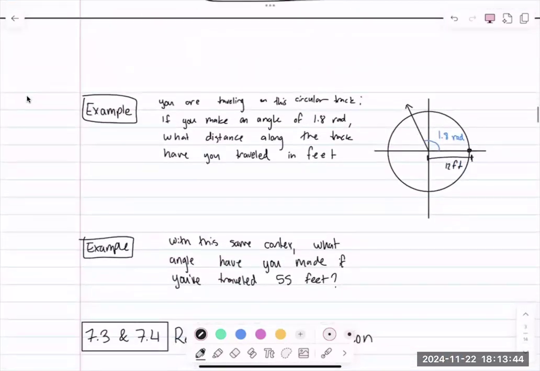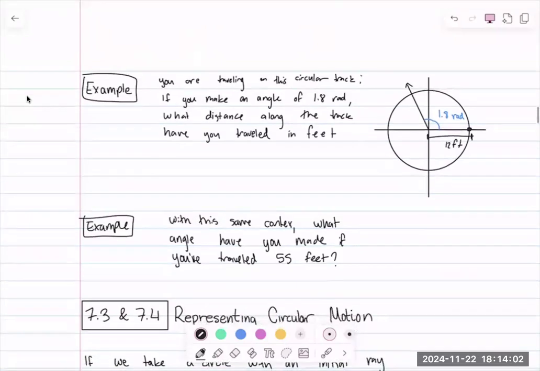So I'm going to give us 2 examples here. Again, pause and try on your own. This first one, you are traveling on a circular track, and you make an angle of 1.8 radians. I want to know what distance we've traveled along the track in feet. So go ahead and try that yourself.